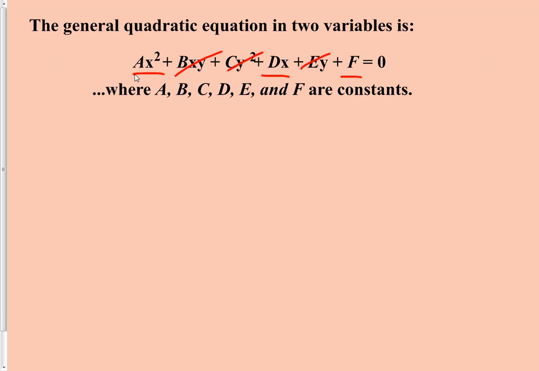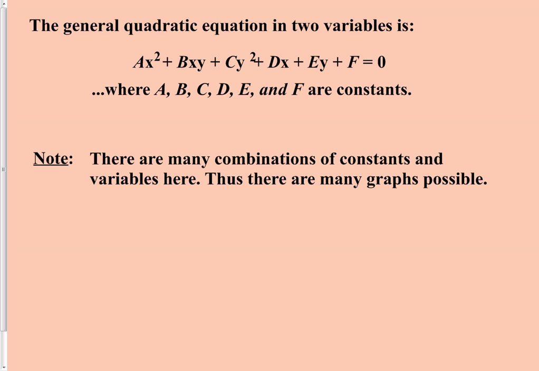Okay, so graphing all of our other stuff, the ellipses and the circles and the hyperbolas, we won't need all of those terms for all of those guys either. It'll just depend on what kind of a graph we're working with. So it's not actually as hard as it appears. Okay, little side note on this. There are, of course, many combinations of constants and variables there. So there are going to be many graphs possible.